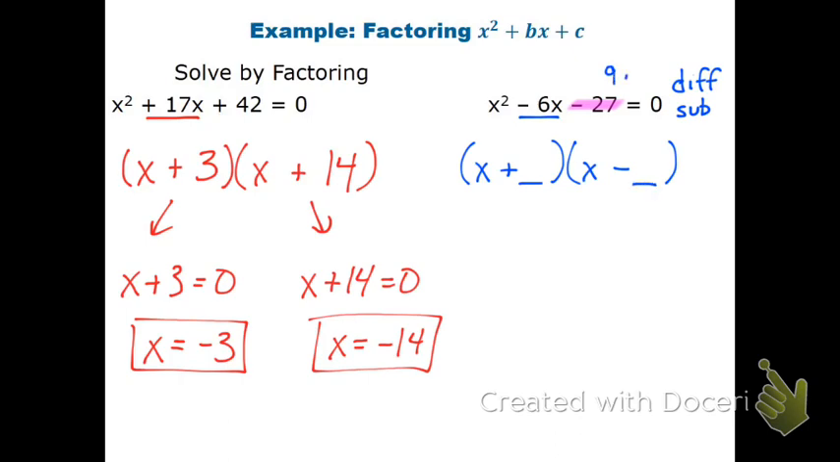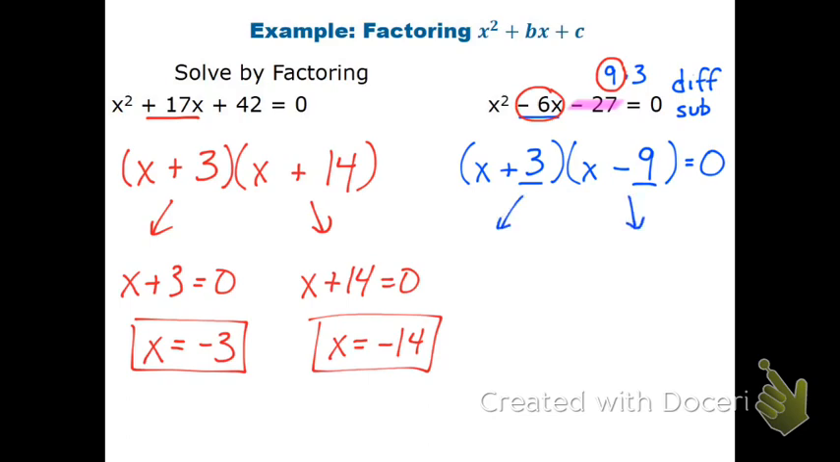9 and 3. And so the trick to remembering, when you put it into your parentheses, it matters which one's positive and which one's negative because they're different signs. You want the bigger number to always have the same sign as your B value. So I want to have a negative 9 and a positive 3. An easy way to double check yourself is just to add them together and make sure that you get a negative 6 when you add them together.